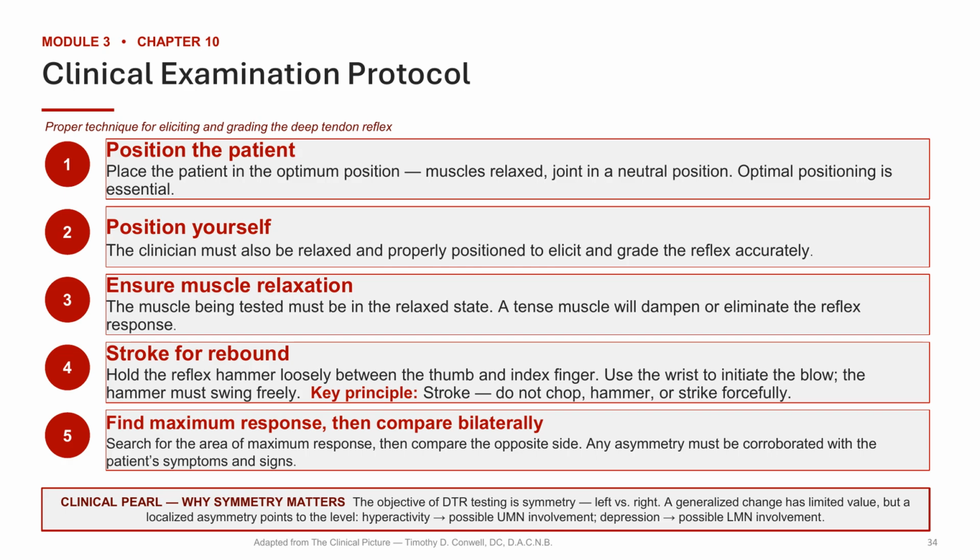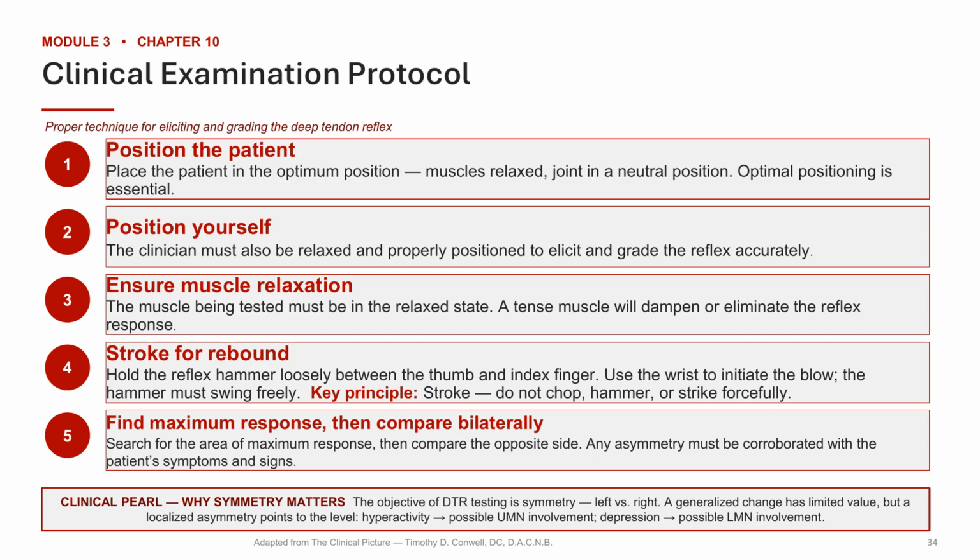Force does not produce a better reflex. It produces a guarded patient. Step 5. Find the maximum response, then compare bilaterally. Search for the site of maximum response, then test the opposite side the same way. Any asymmetry must be corroborated with the patient's other symptoms and signs.